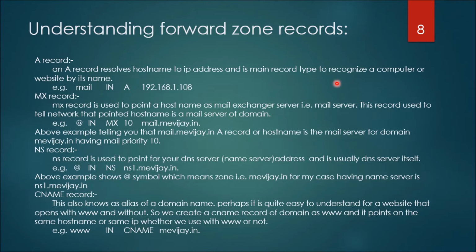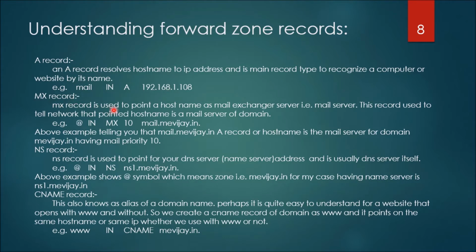For example, mail.mevijay.in. So this is the parameter line in the zone file. Example I'm giving you, mail in A record. Okay, this is the A record, and it resolves to this IP address.